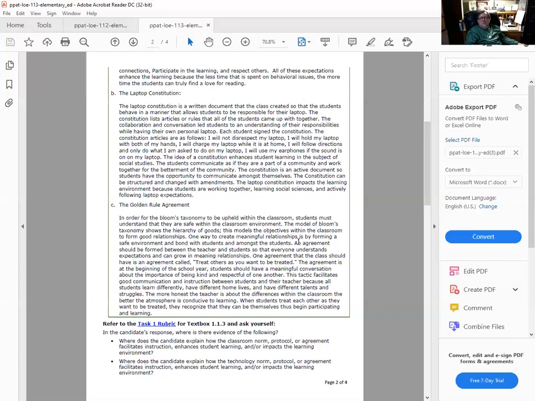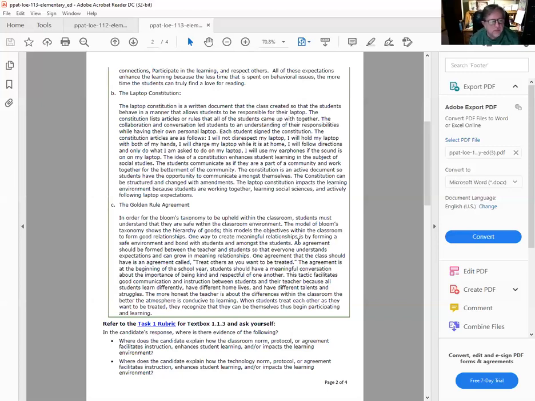And then the Golden Rule Agreement. Apparently they worked together to come up with a golden rule. In order for Bloom's taxonomy to be upheld within the classroom, students must understand that they are safe within the classroom environment. The model of Bloom's taxonomy shows the hierarchy of goals. This models the objectives within the classroom to form good relationships. One way to create meaningful relationships is by forming a safe environment and bond with students and amongst the students.